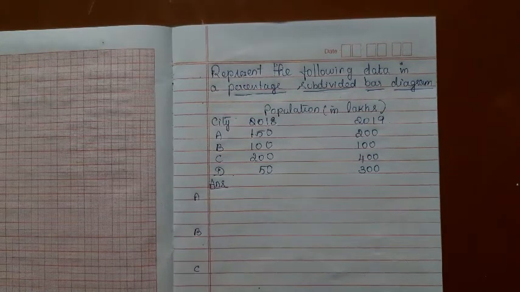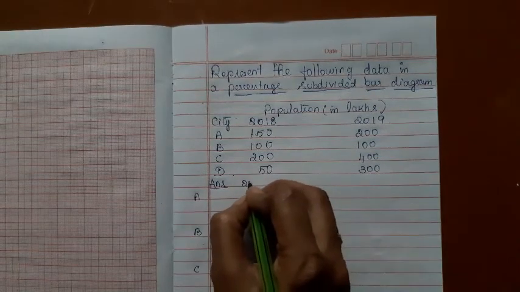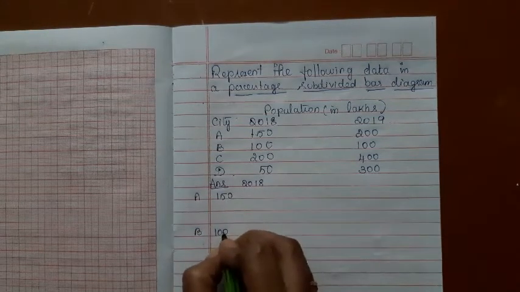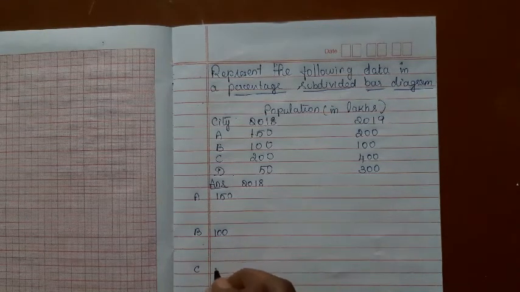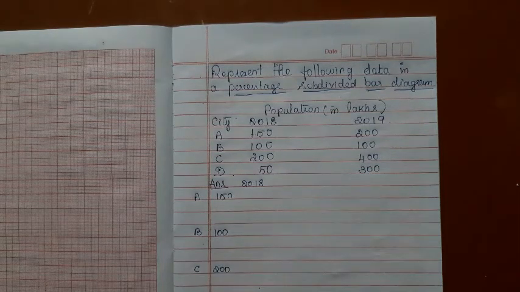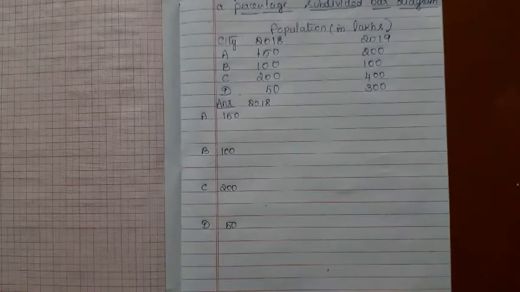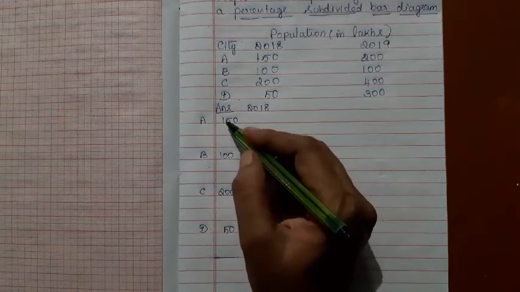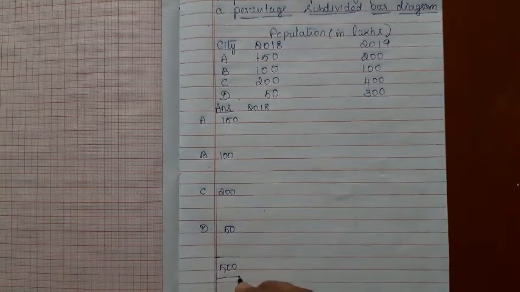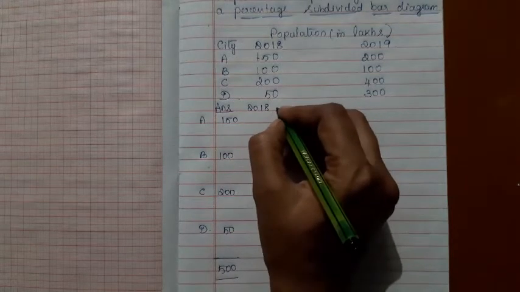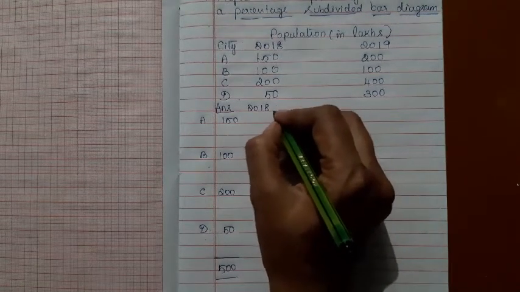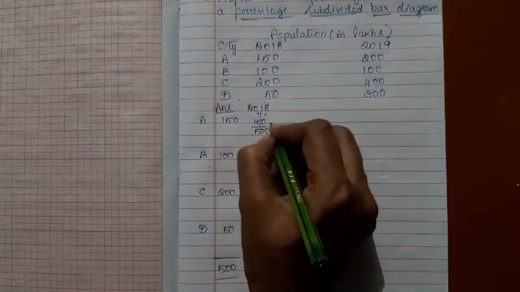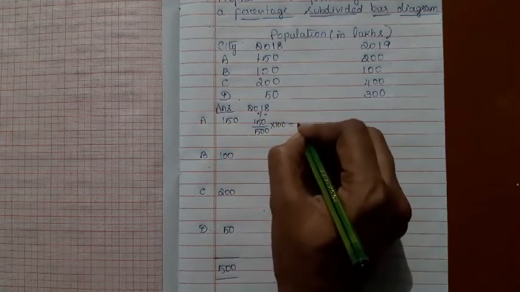percentages. For 2018, the value for A is 150, in B the population is 100 lakhs, in C it is 200, in D it is 50. You should first convert it into percentage, for which calculate the total, 500. Then the percentage value you are going to compute: this number divided by total into 100. You get 30.